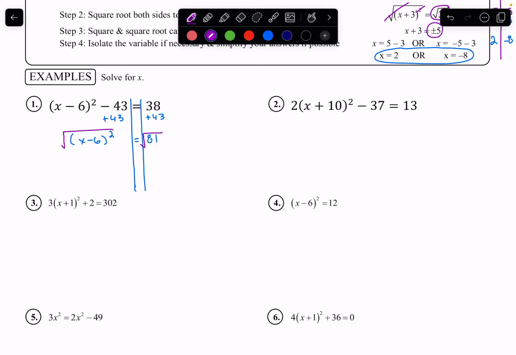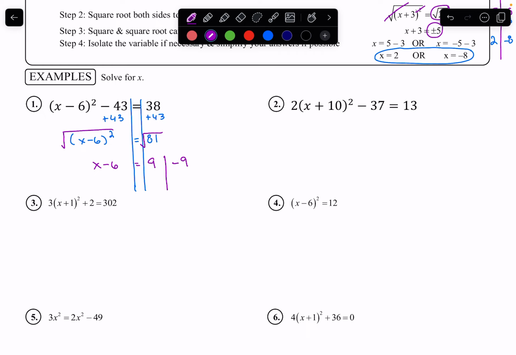And what that does on the left is it gets rid of the square, and all I'm left with is x minus 6 equals. Now, when I square root 81 on the right, I get 9. When I type that in my calculator, I get the answer 9. But I need to remember that there's a second answer that my calculator doesn't tell me, and that's negative 9. So it's kind of like the right-hand side now has two different equations that I'm working with. And it's not really a big deal because I'm just going to do what I always do.